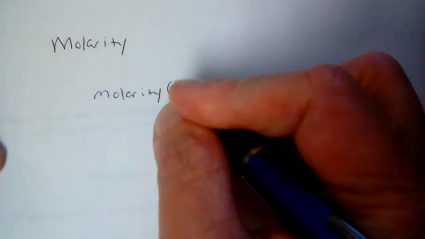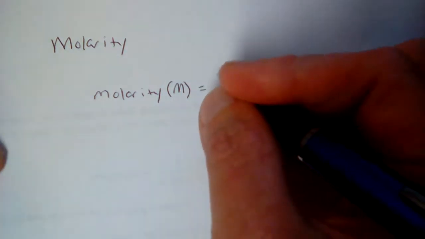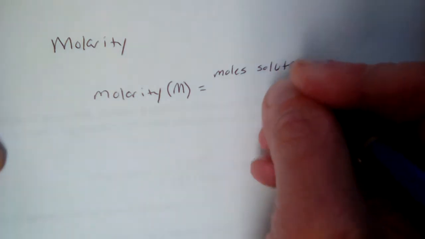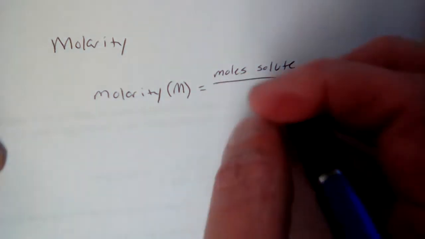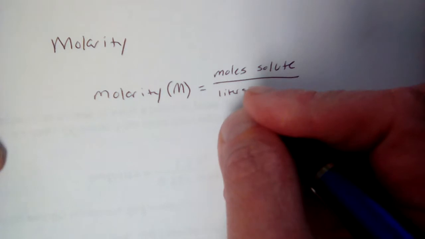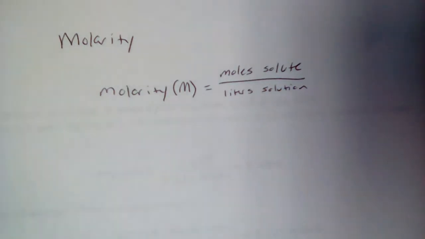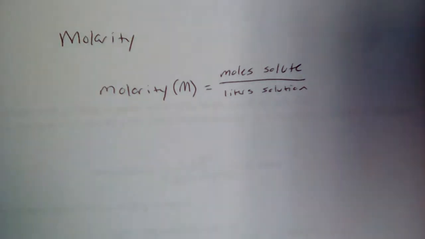Molarity, abbreviated with a capital M, equals the moles of solute over the liters of solution. Again, abbreviated with a capital M. That's important because the other one, molality, that I'll be doing the video for next, is abbreviated with a lowercase m. So they do mean two different things. Make sure you're aware of that, not only when you write your measurements down, but when you read test questions and things like that as well.